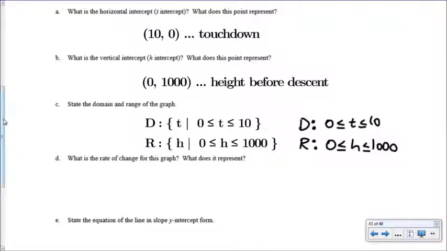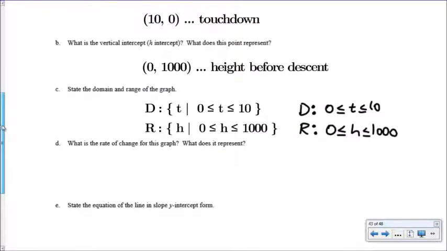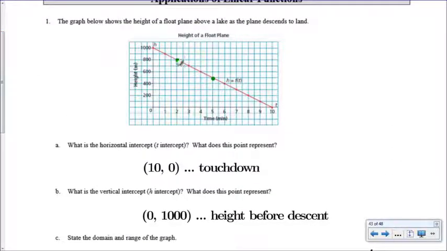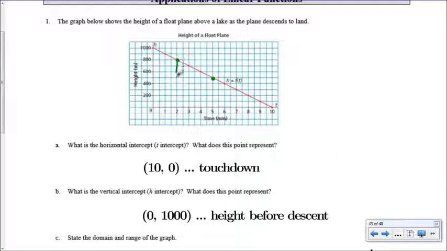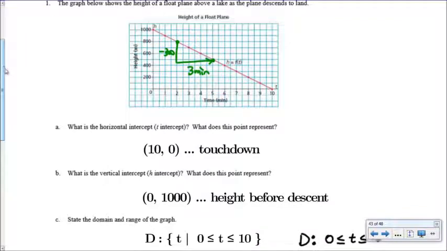The rate of change for the graph, and what does it represent? So we need to just calculate the slope. In my case, I chose these 2 values to figure out what the slope was. So we just need the rise and the run. So the rise, you go from, I guess that's 500, so we drop 300, and we go for 3 minutes. So rise is negative 300, run is 3. Negative 300 divided by 3 is negative 100.